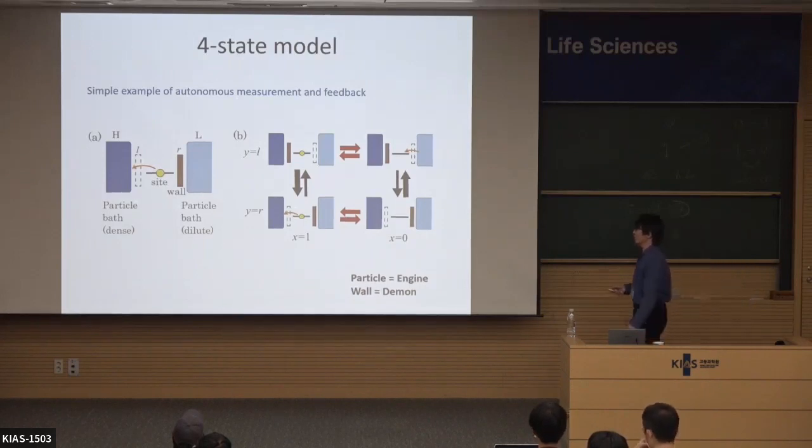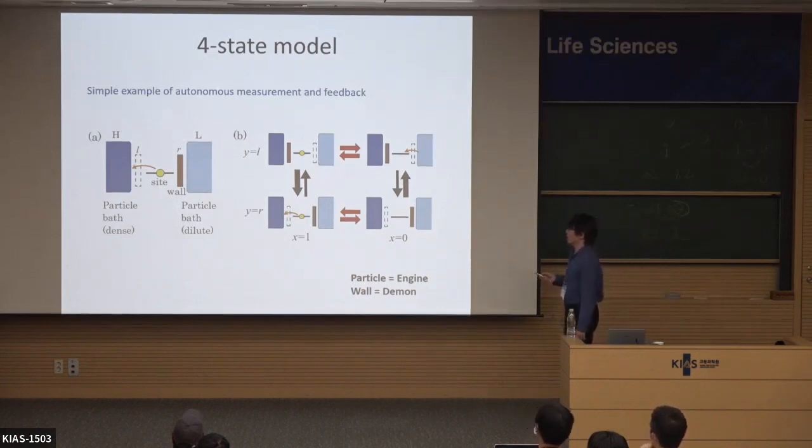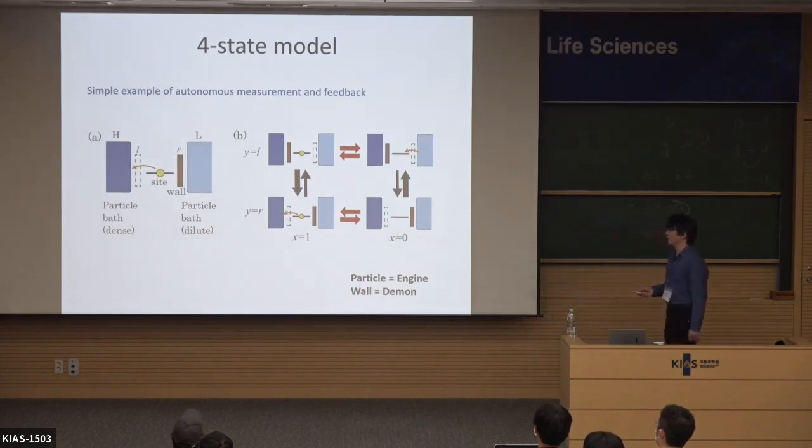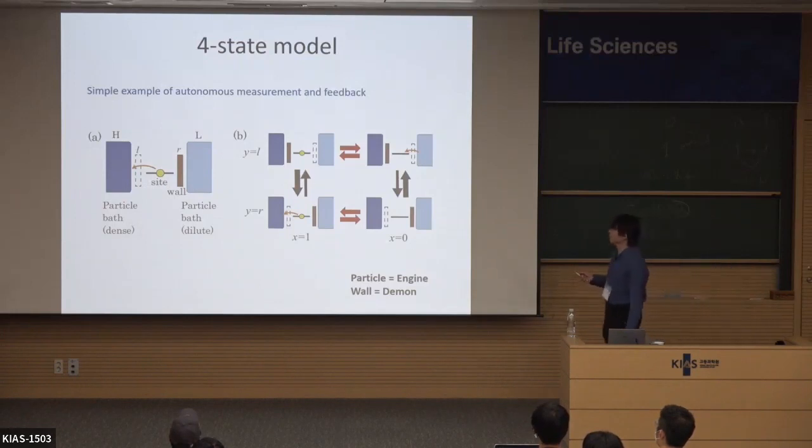If we look at the number of particles in this site, and a particle is here, we insert the wall to the right side of the particle. Then it cannot go to the dilute bath, and instead the particle goes to the left high density bath. And if the particle is absent here, then we insert the wall to the left side.